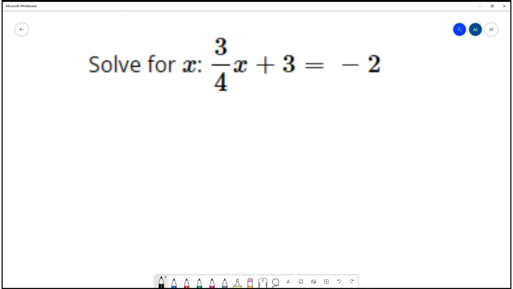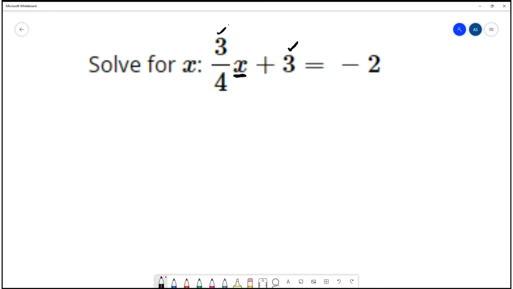To solve this equation, we want to isolate the variable x on one side of the equation. To do that, we need to move the 3 and the 3/4 to the other side of the equation. And we do that with opposite operations.